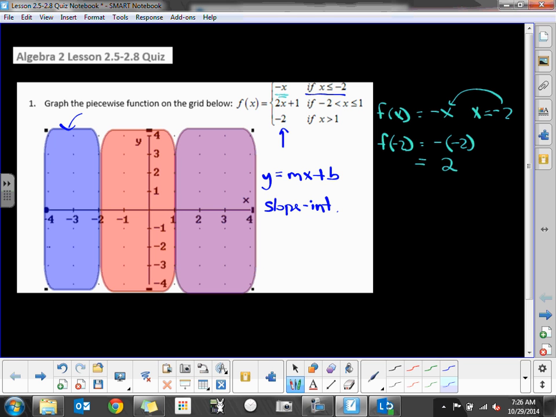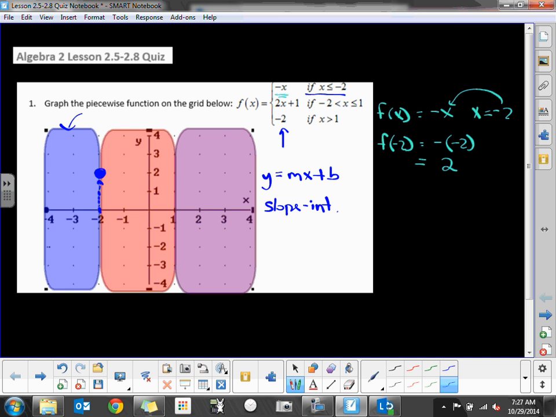So on that very edge of that interval, I want to be able to graph the ordered pair. I put in -2, and I got back out a +2. So that's my input and my output. I put in the -2, I got back a +2. And because it's less than or equal to, I want to shade in that dot. So that's the first point that's going to be graphed in that interval.